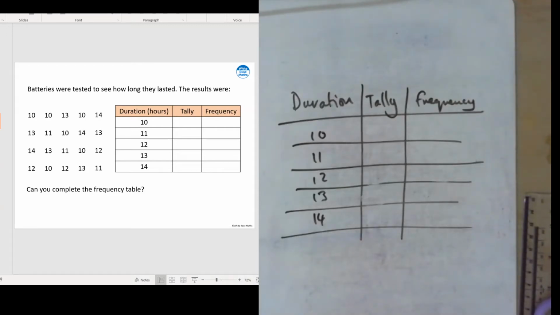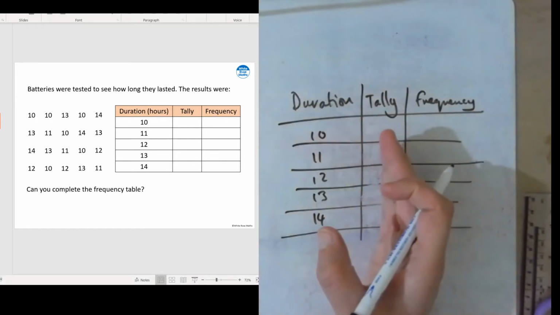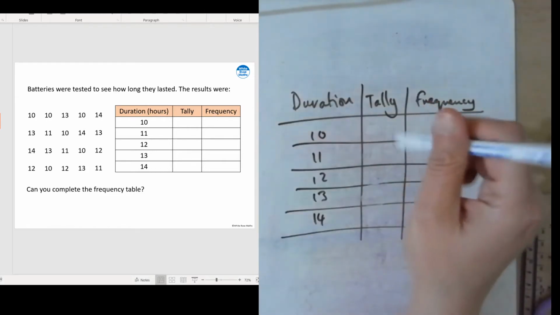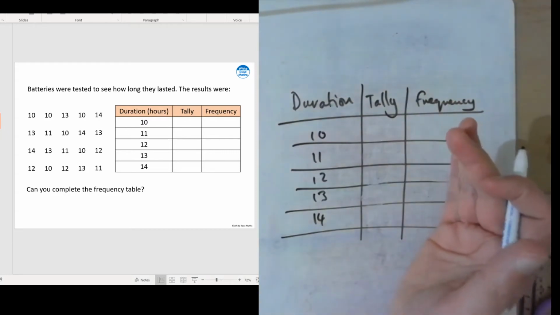Morning guys, so we are looking at grouping data together. So this is where you start looking at stuff like frequency tables, okay? So you're probably very used to the tally chart, which is where you count up and then you just tally it and then you have the frequency. Frequency just means number of.